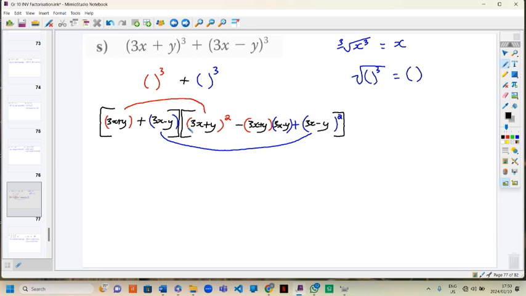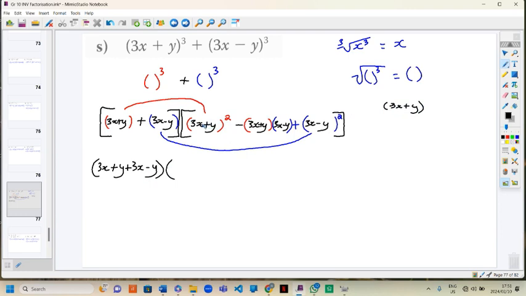Now I don't like brackets inside of brackets, so I need to multiply those brackets out. Let's open up. I've got a bracket here, a bracket there. What is a positive times 3x? It's 3x. Positive times y is positive y. Positive times 3x is 3x. Positive times negative y is negative y. Let's deal with this bracket separately. So I've got 3x plus y. If it's a bracket squared, what do I always do?